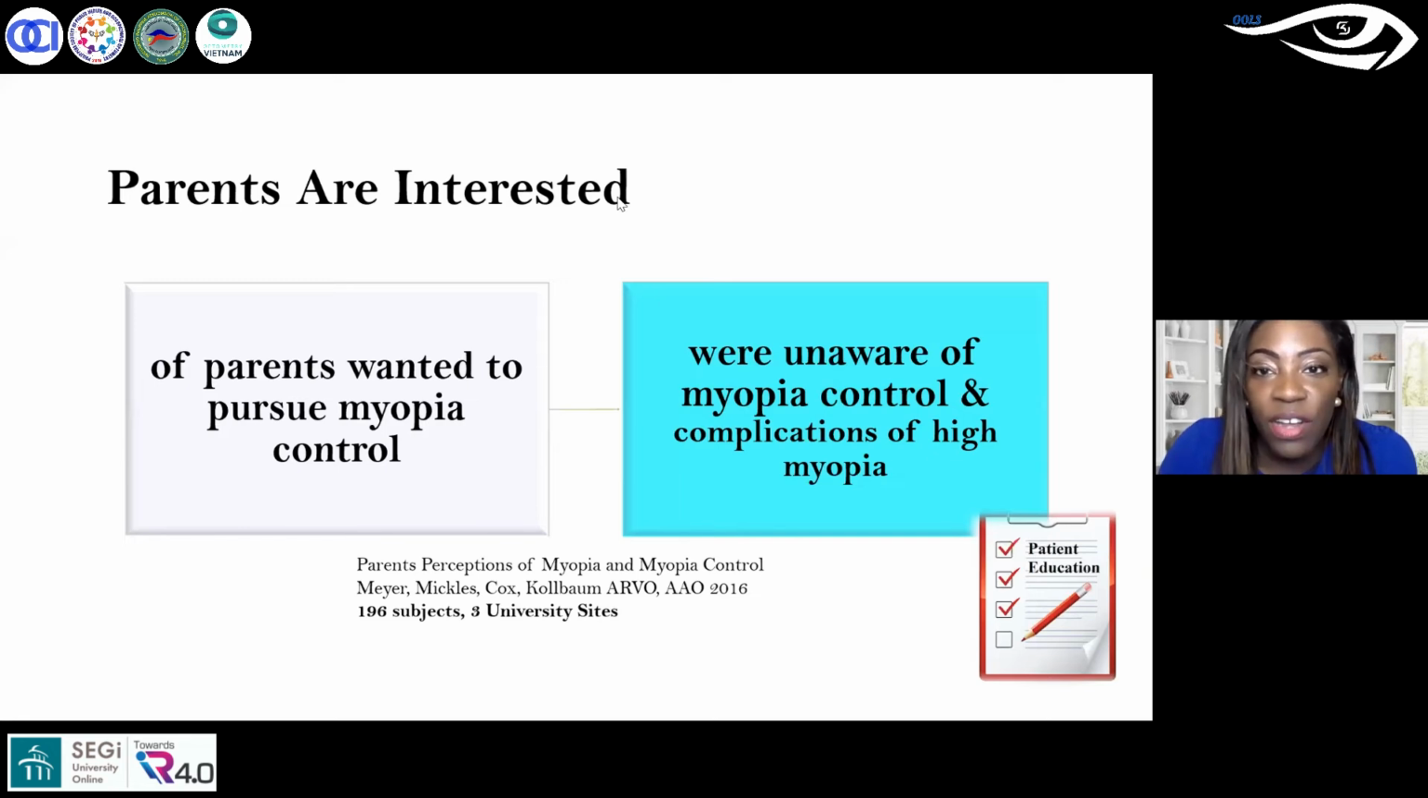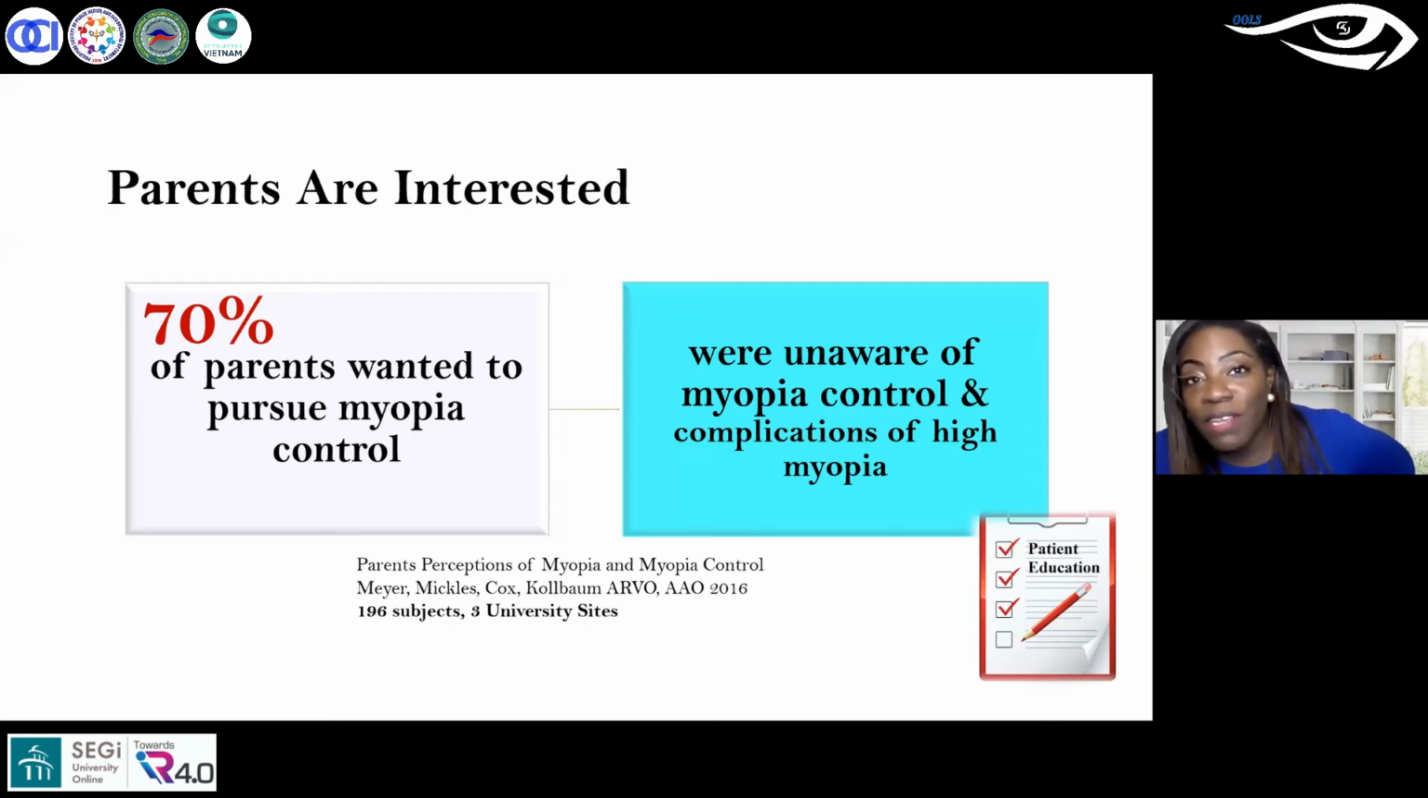All right. So what we found as far as the study that we did in the States, and this was several years ago actually, so I'm sure more now since we've done a lot of work to increase the awareness of myopia, was that 70% of parents wanted to pursue myopia control. And who was doing a great job, where they heard about it, was actually the pediatricians. They didn't hear it from us eye care professionals, very few. The vast majority were hearing about it from their pediatrician.